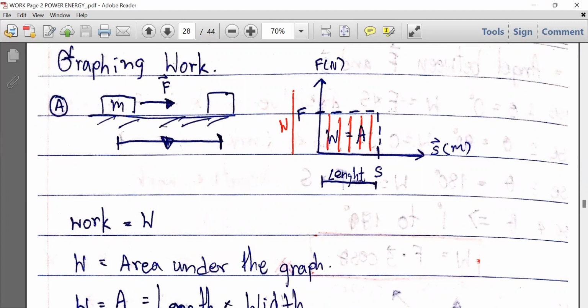So the area under the graph is equal to the work done. The area of this is equal to work done on an object. So F times S is equal to work done. This is like when you get the area of a rectangle, you just multiply the length by the width. So length times width, that's S times F or F times S. Okay.